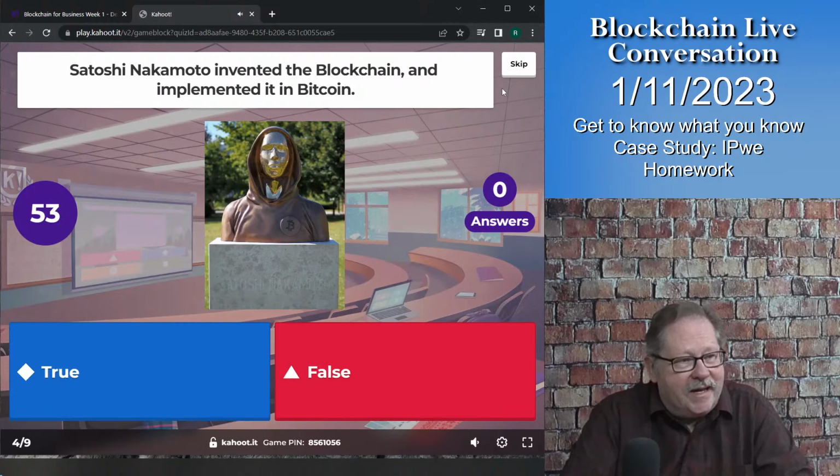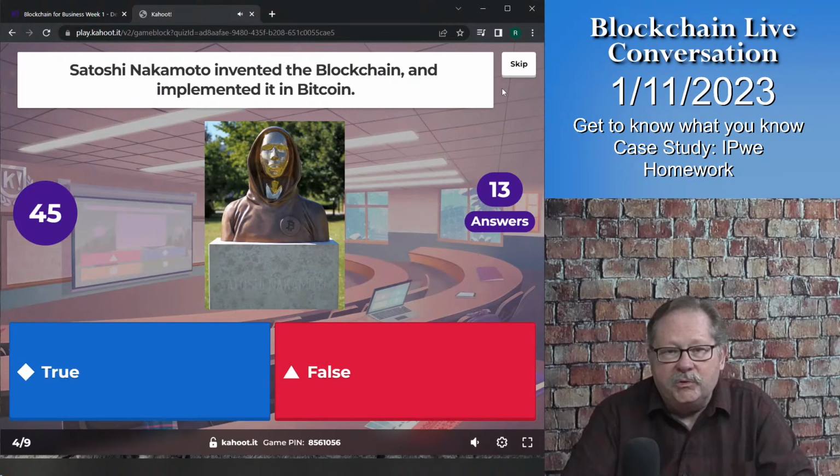And this is a statue representing Satoshi Nakamoto. And notice it's a very generic face because we have no clue who he really is. We have one person who claims that he's Satoshi, but doesn't have the backup to support that claim. So he's not being taken very seriously. Nakamoto invented the blockchain and implemented it in Bitcoin.